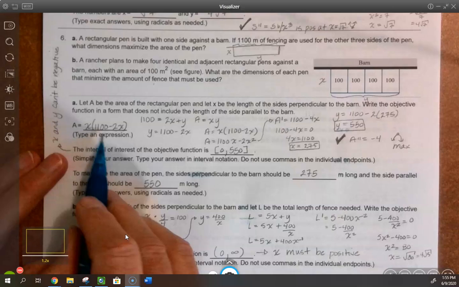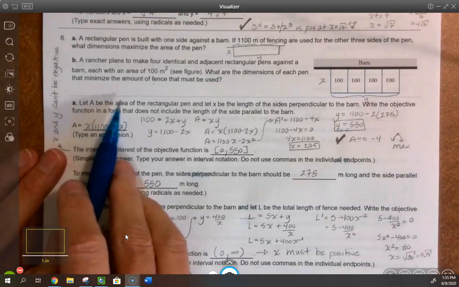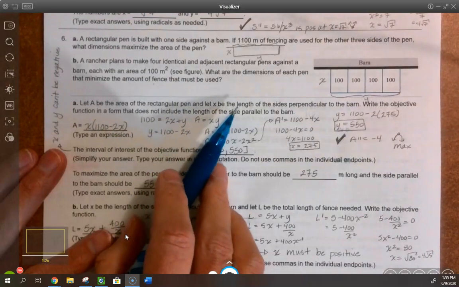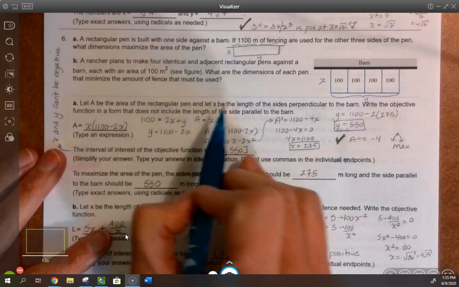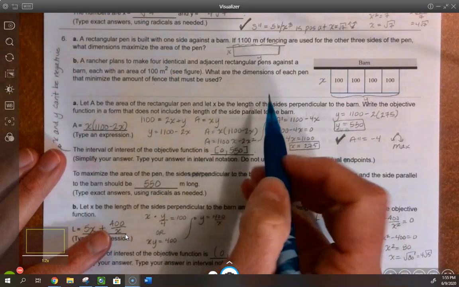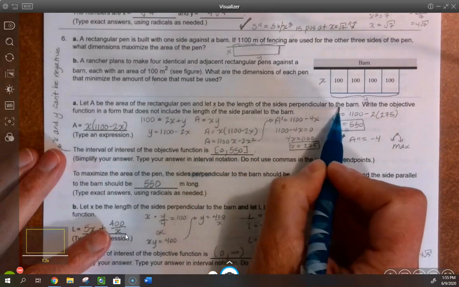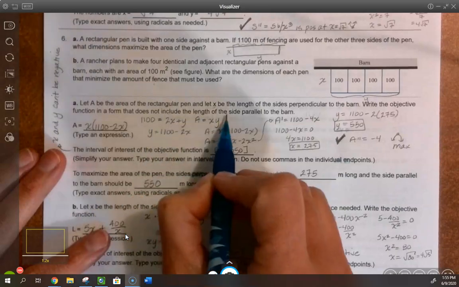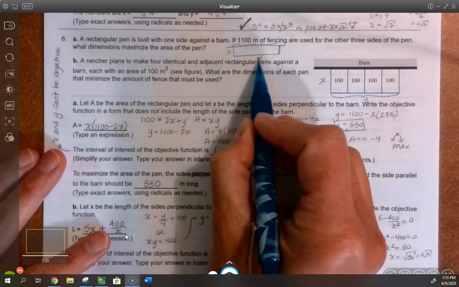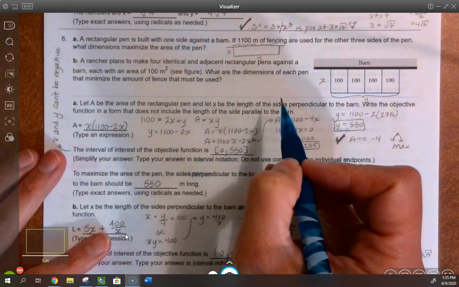So let's go down to part A, skip over part B for right now. Let A be the rectangular area of the pen, X be the length of the sides perpendicular to the barn. So again, when you read the problem, come down, make sure you're using the variables that they want you to use. Write the objective function in a form that does not include the length of the side parallel to the barn. So I called that length of the side parallel to the barn y.